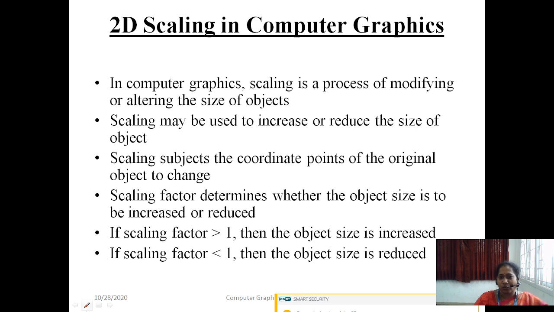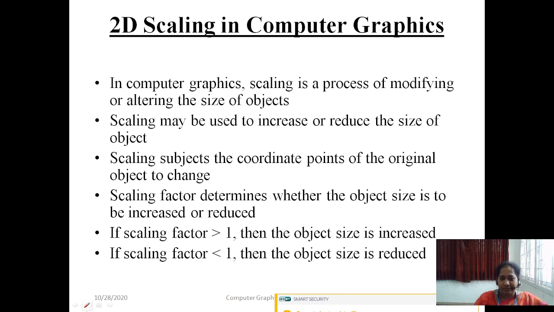Scaling changes the coordinates of the original object. So, we can change the original object into a new object size by using a scaling factor. The scaling factor determines whether the object size is to be increased or reduced.